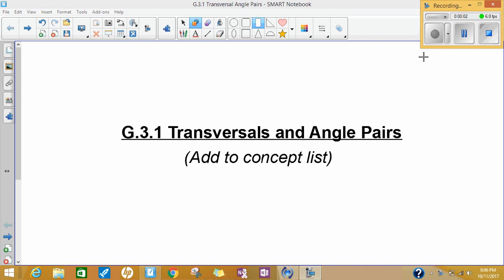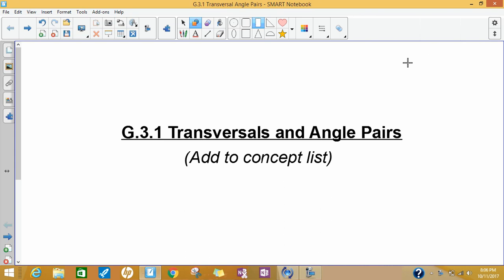Hey all, today we're going to start a new unit. We're going to talk more about parallel lines. We talked about parallel lines in the first unit, and we're going to talk some more about them today.